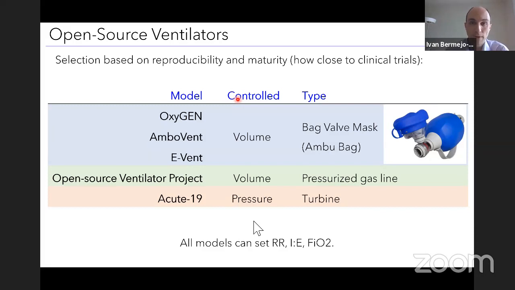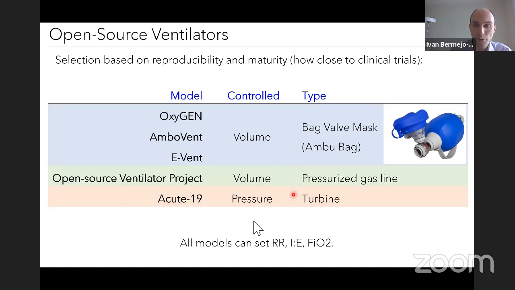All right, so the one set of projects that I wanted to tell you about is this set, 5 projects. The majority of them, if you go back to the list that I showed you before, you will see that the majority of them are based on volume control ventilation, and they, in some way or another, actuate an ambu bag, which you have represented here on the right. This is a bag that is used for manual resuscitation. And the idea of these open source ventilators is to mechanically actuate this bag in place of the manual actuation that is commonly found in emergency situations.